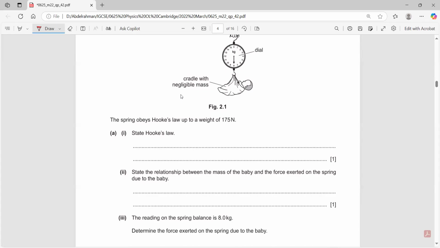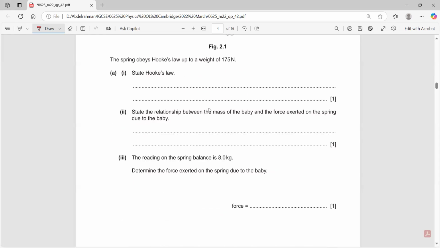Hooke's law is when you say that force and extension are directly proportional unless reaching the limit of elasticity or the limit of proportionality. Force and extension are directly proportional unless reaching the limit of elasticity or the limit of proportionality. You can say so.